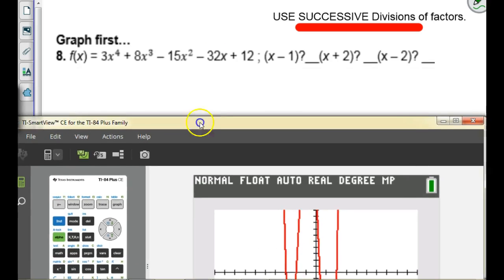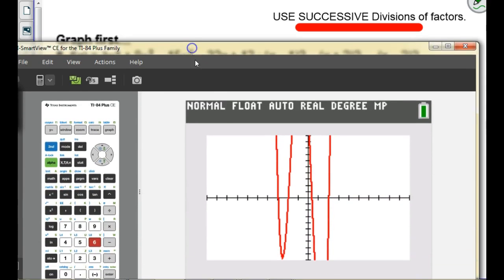But if what I'm really concerned about is the zeros, how could I test some of those values that it looks like are zeros? You could find zeros using left and right bound, but it's much faster to just guess. If I go to trace, what do you want me to test? What does it look like is a zero maybe?